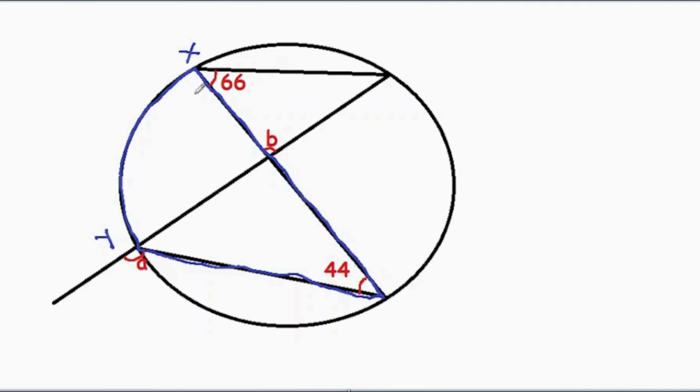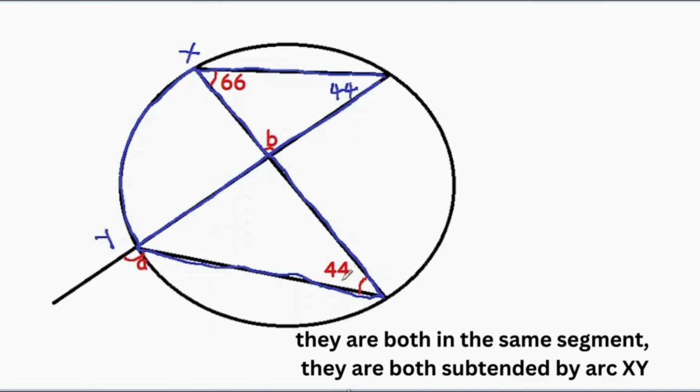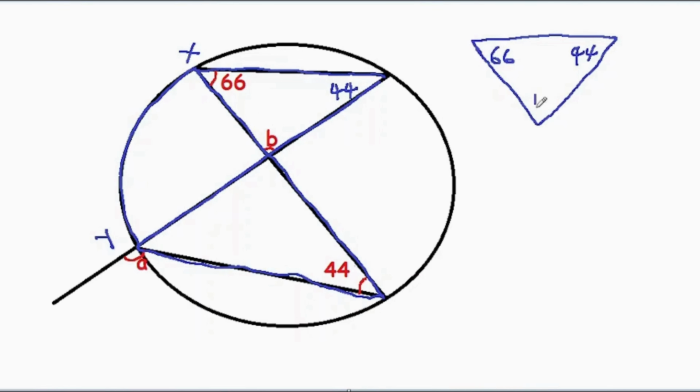Which other angle is arc XY subtending? Let's have it again. Follow my blue ink. This arc is also subtending angle 44 degrees. So this angle is 44 degrees because they are both in the same segment. Now we have a triangle. Let me draw the triangle here. We have a triangle with 66 degrees, 44 degrees, and this is B.